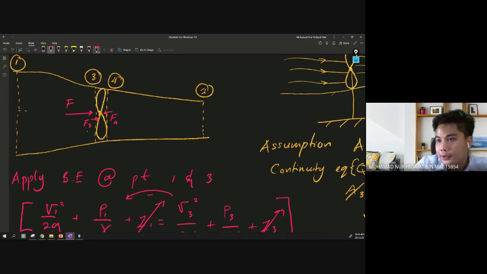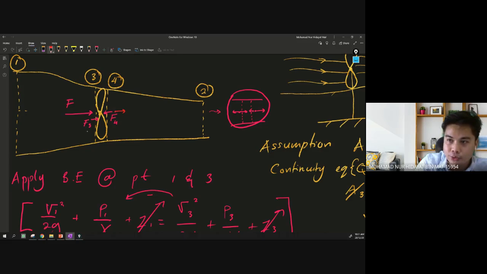Remember previously I explained why the force at point 4 is counter, because this is the flow. Once we take the cross section, we have the counter force. Do you still remember? I explained this previously. If we have a force here, we have the counter force. But we only focus on the force going into the control volume. The same here. They try to neutralize.